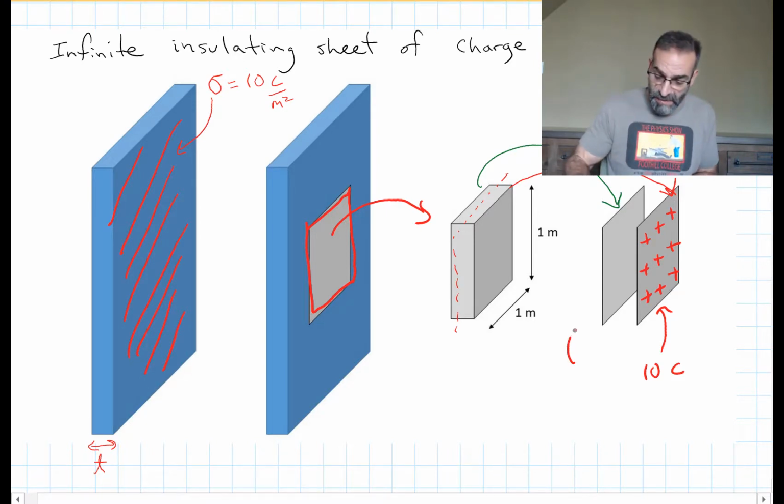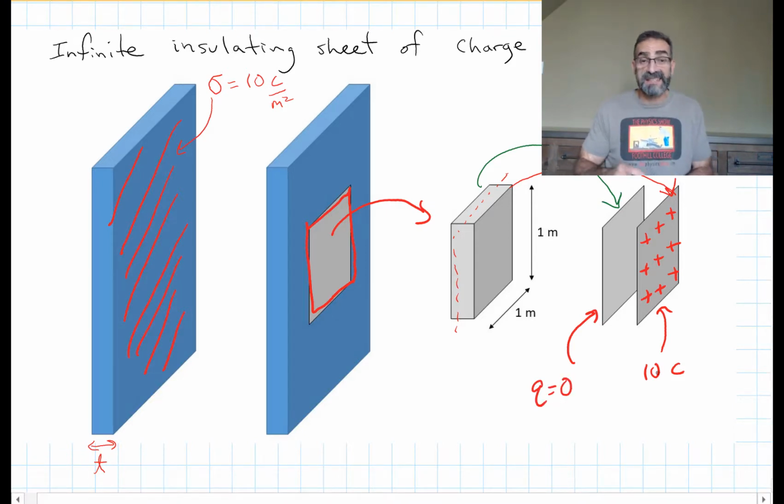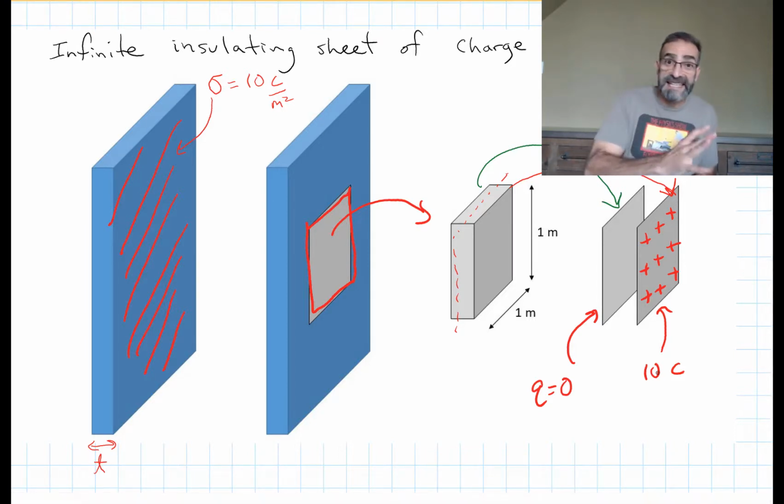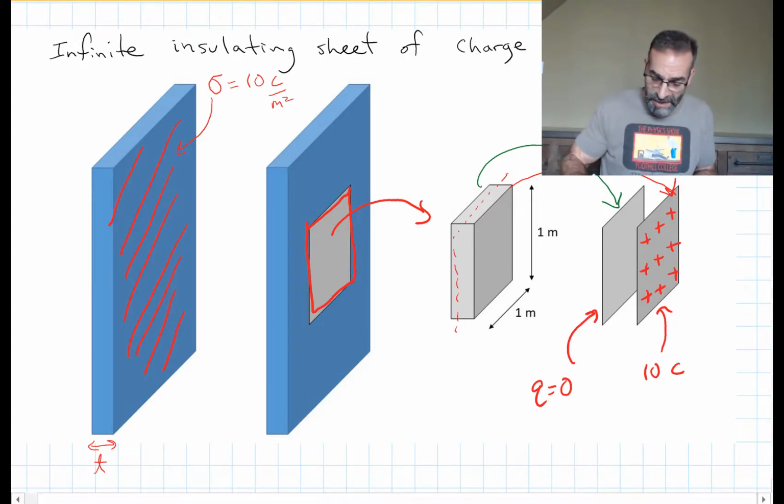How much charge would be on the other surface? Nothing. There would be no charge on that other surface because the charge can't get there. It can't move through the insulator. If I put it on the right surface, it's going to stay on the right surface. It's not going to move through to the left side. We can call this Q left, and this we can call Q right.